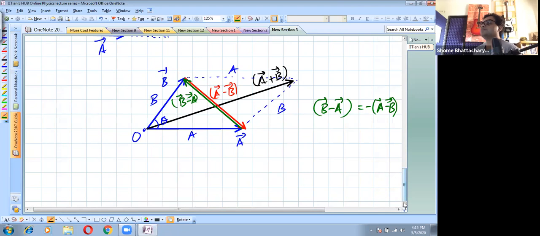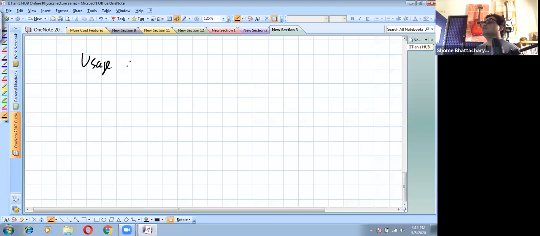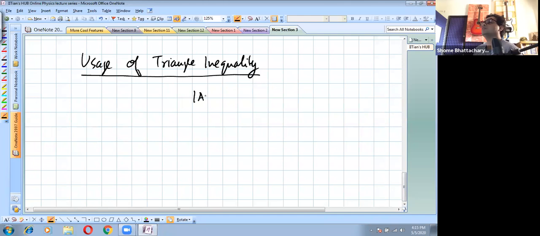But before that, how do we use, for example, the triangle inequality? There is this one, that mod of a plus b cannot exceed the sum of the magnitudes and cannot become less than the difference of the magnitudes. Let's see how we make use of that.